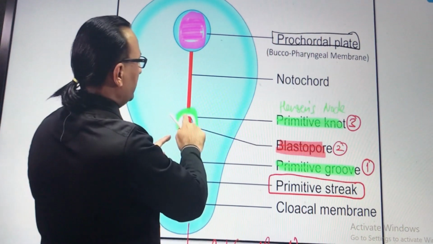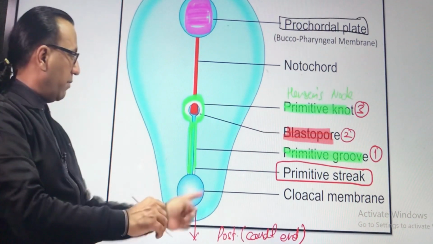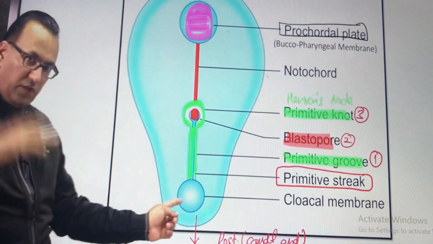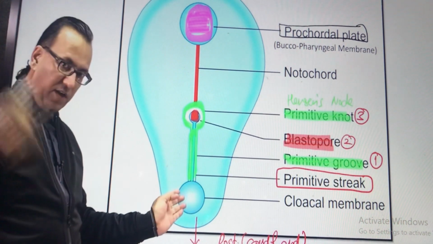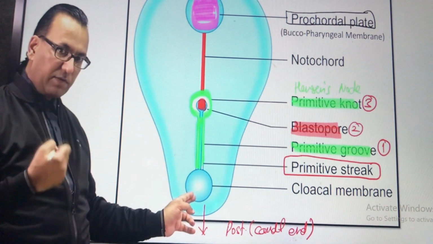We also notice that there will be a formation of the buccopharyngeal membrane and a cloacal membrane, which is due to the fusion of the dorsal lying ectoderm and ventral lying endoderm with no intervening mesoderm. Let us draw this diagram ourselves now.